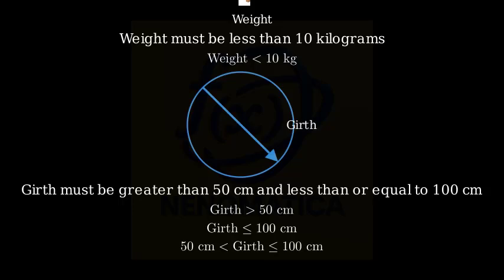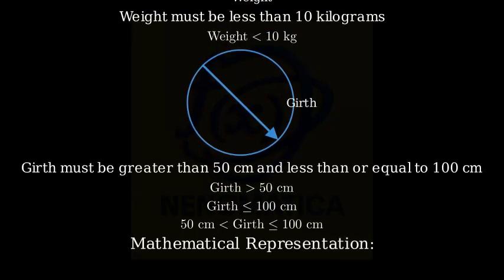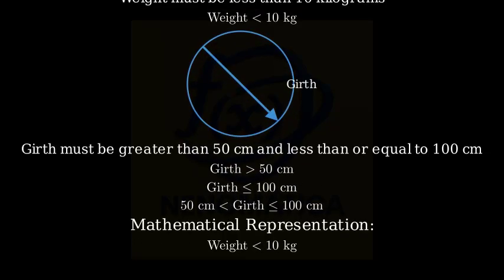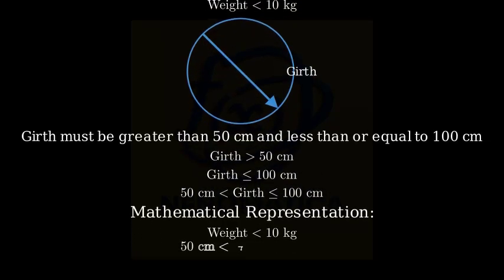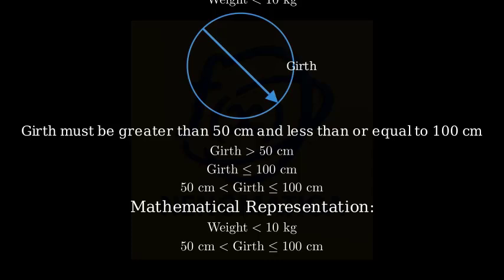Let's summarize the mathematical representation of our first example. If we denote the weight as weight in kilograms, we have weight is less than 10 kilograms. And if we denote the circumference as girth in centimeters, we have 50 centimeters is less than girth, which is less than or equal to 100 centimeters. Now, let's move on to our second example.